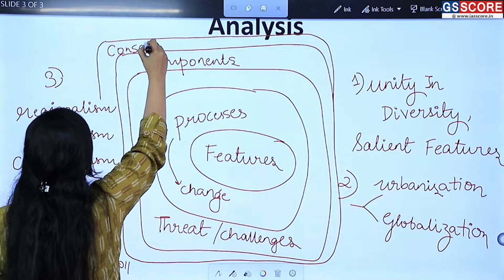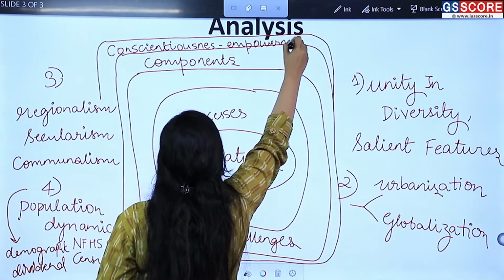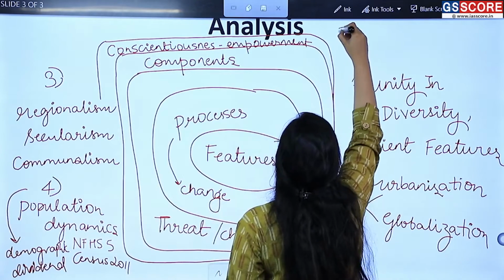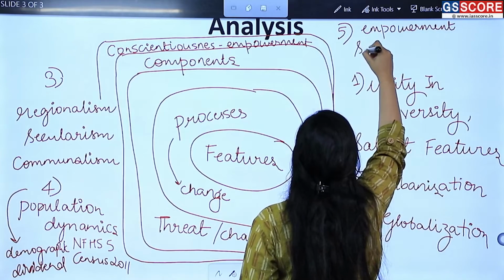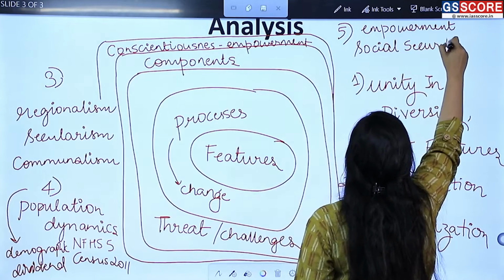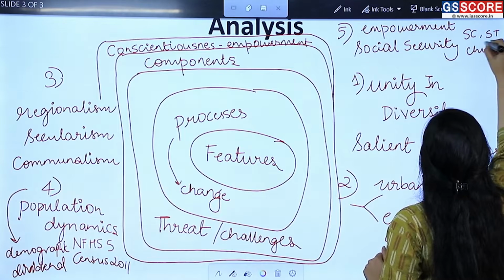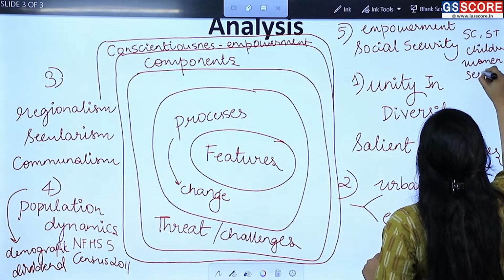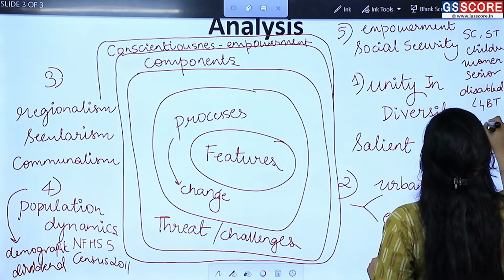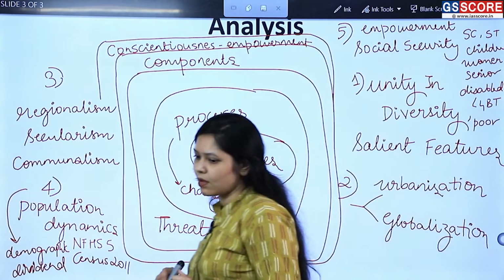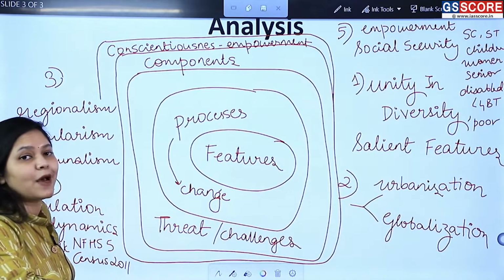And lastly, we can incorporate the conscientiousness of individuals, meaning how do we empower different sections of the society: social security and justice, the scheduled caste, scheduled tribe, children, women, senior citizens, disabled or differently abled population, LGBTQ community, poor sections of the society, poverty and development, and social security concerns.